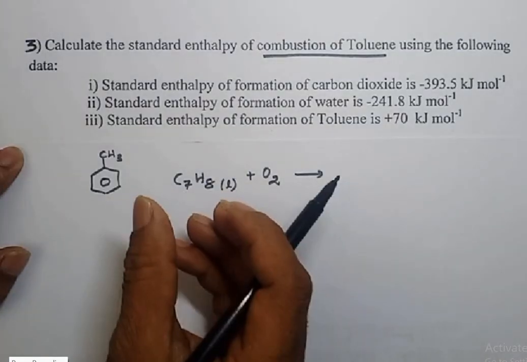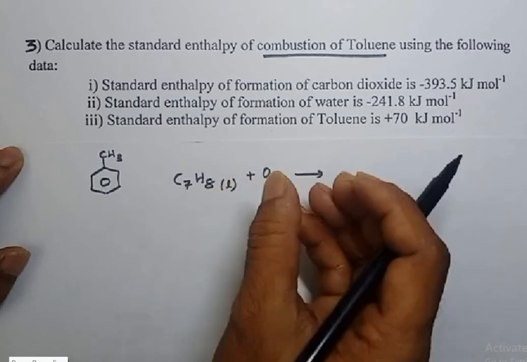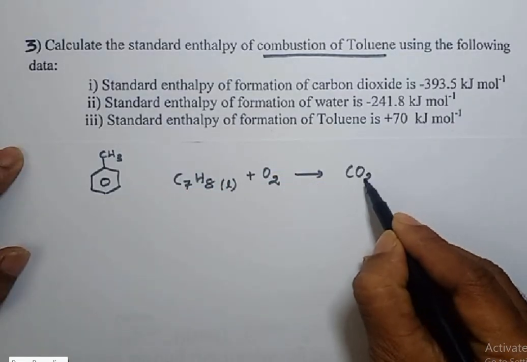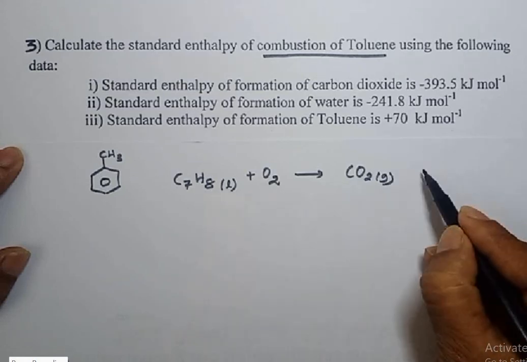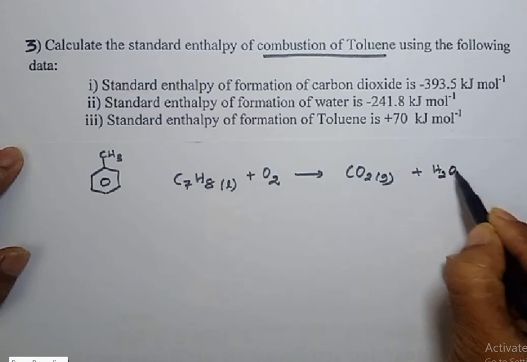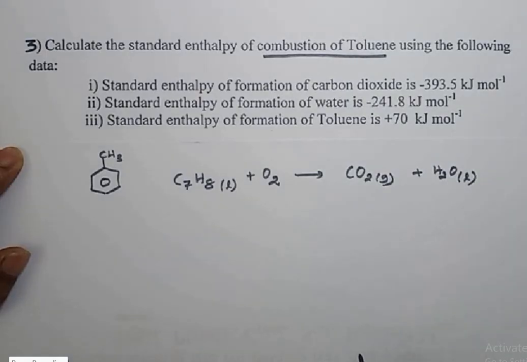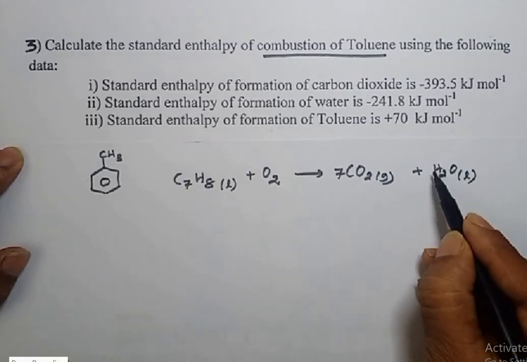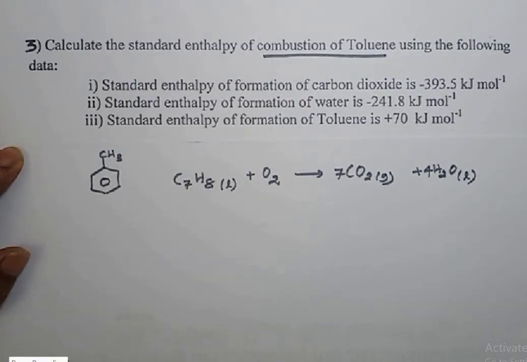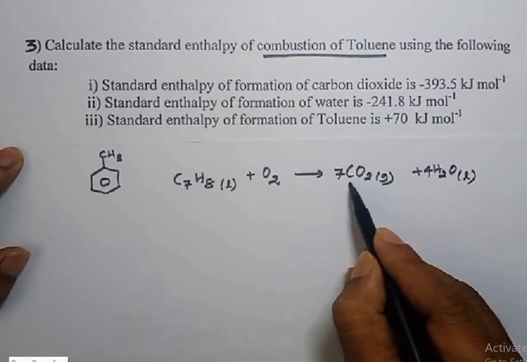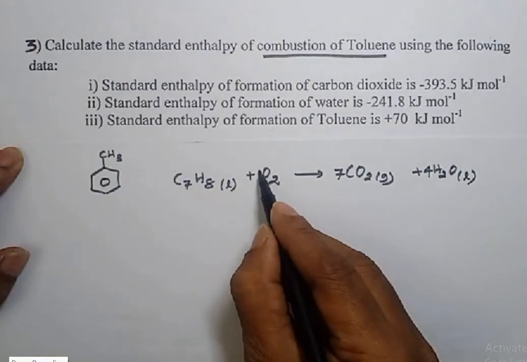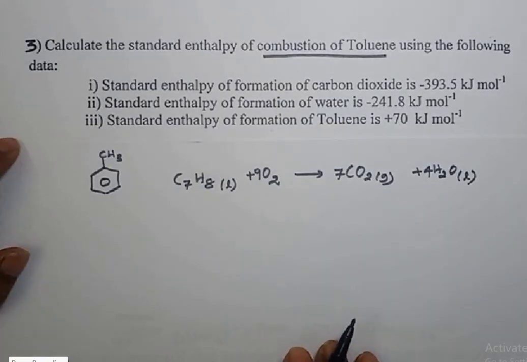We all know that whenever a hydrocarbon is burnt with oxygen, all the carbon becomes carbon dioxide and all the hydrogen becomes water. Okay, liquid water. So I have 7 carbon here, so put 7 here, and I have 8 hydrogen, so put 4 H2O, so that hydrogen gets balanced. Now to balance oxygen, see here 7 into 2, 14, 14 plus 4, it is 18, so I'll put 9 here. So this is the balanced equation.